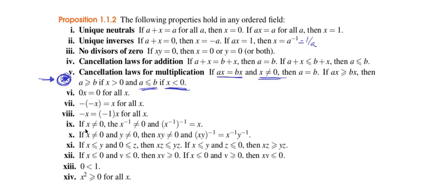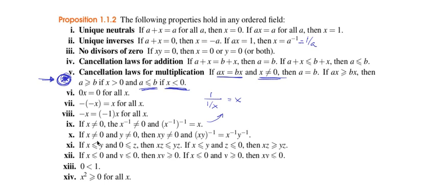And then if x is not 0, then the inverse of x, 1 over x, is not 0. And the inverse of the inverse is x. Okay, so 1 over (1 over x) is x.